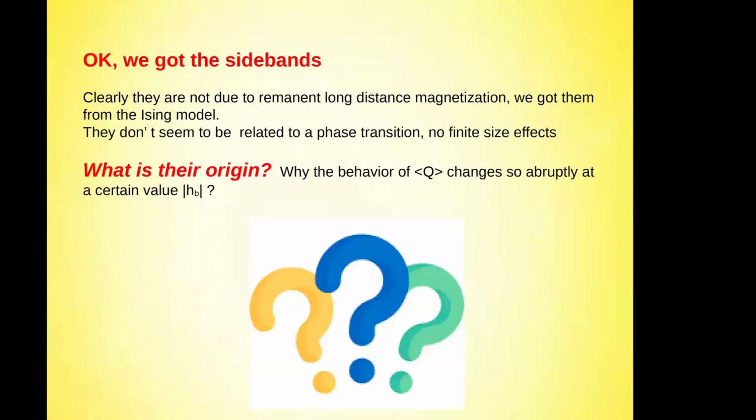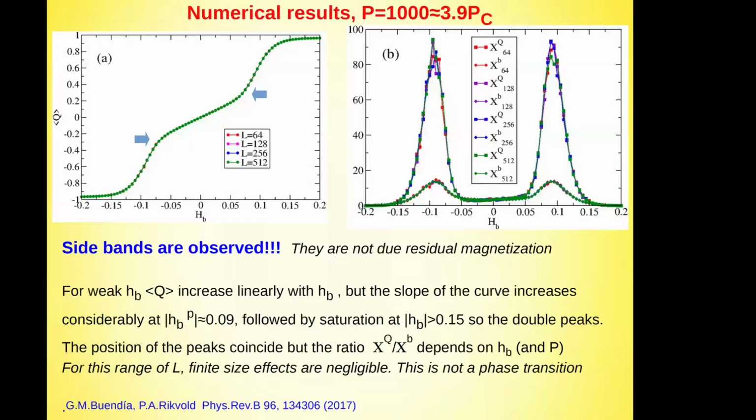Okay, so wonderful. We got the sidebands. So we found that this is an effect we can reproduce. Clearly, they are not due to remaining long distance magnetization because we got them for the Ising model. They don't seem to be related with the phase transition. You notice that we don't seem to have finite size effects. You increase the size and the peaks didn't go higher and higher. So we see that this is not a phase transition.